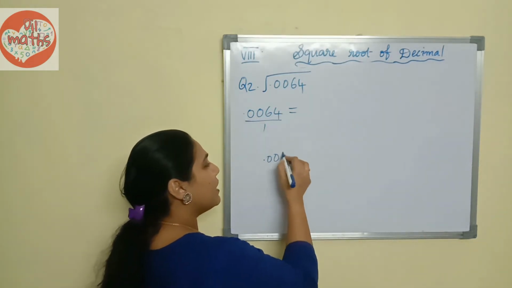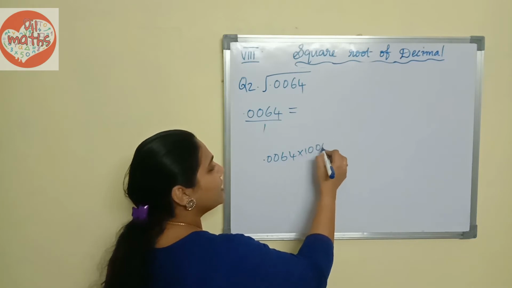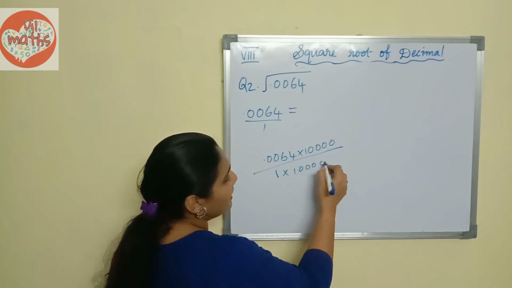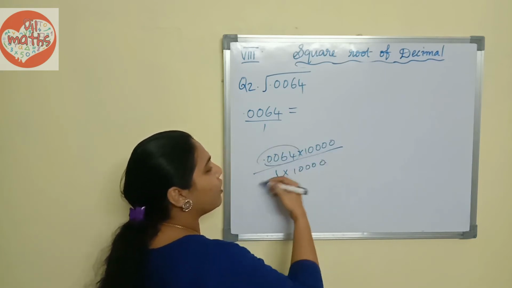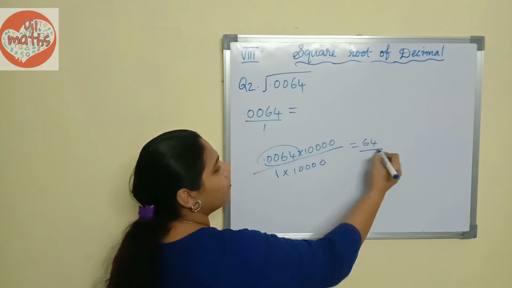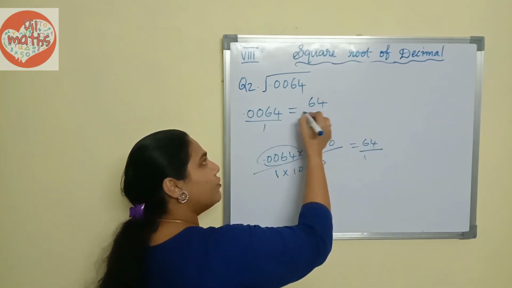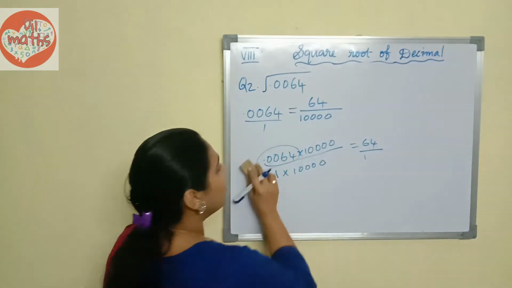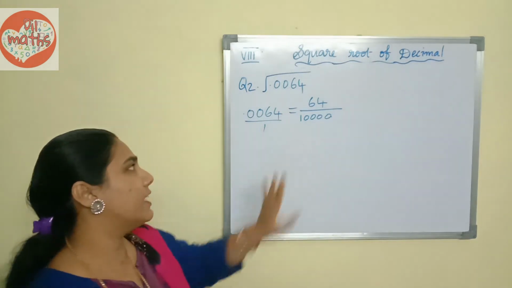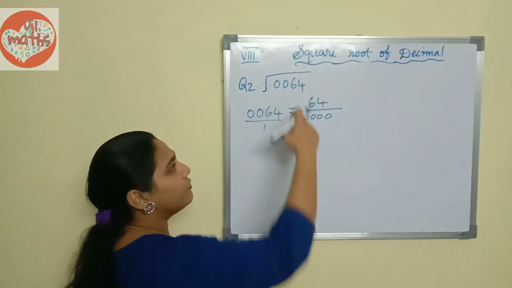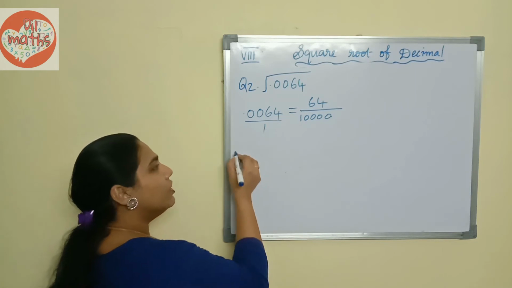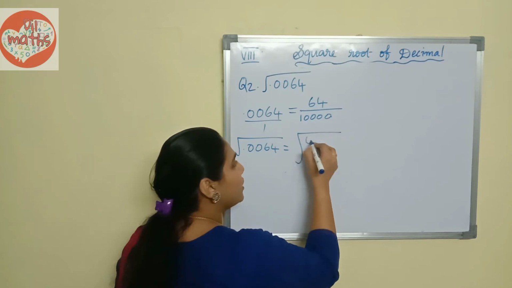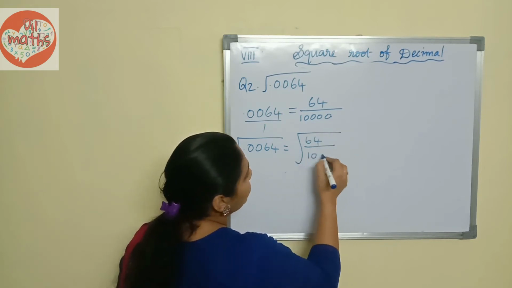0.0064 into 10,000 divided by, in the numerator, 1 into 10,000. Wasn't it? If you are multiplying this into 10,000, what will you get? 64. You will get 64 divided by 10,000. Okay? Now what should we do? We should find out the square root of 0.0064. So instead of that, what you can do? Square root of 0.0064 is equal to square root of 64 divided by 10,000.